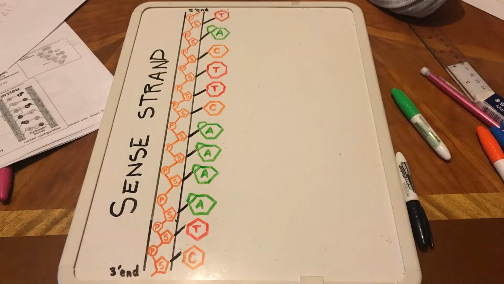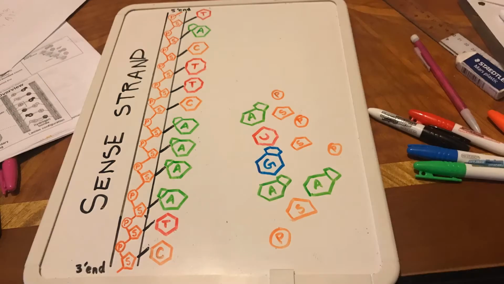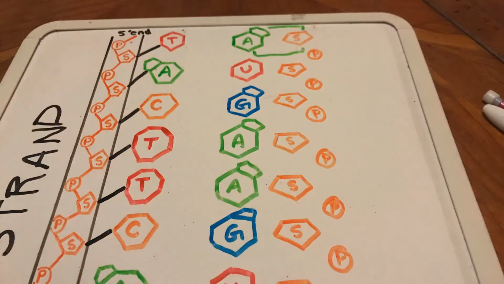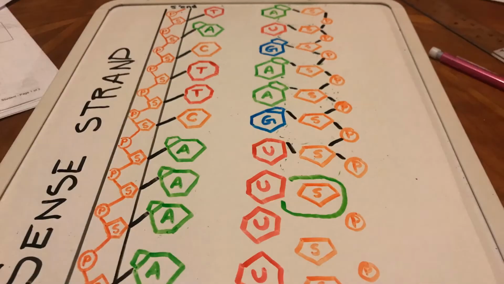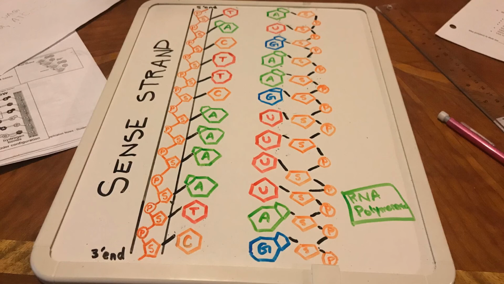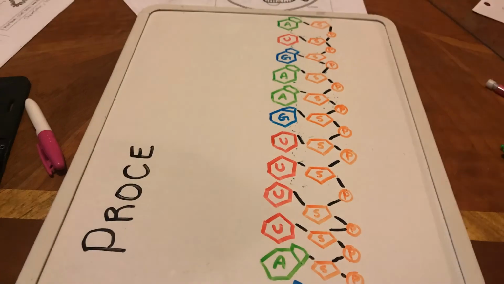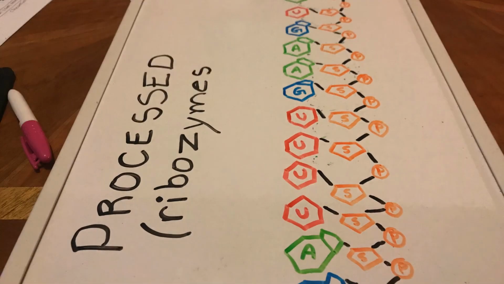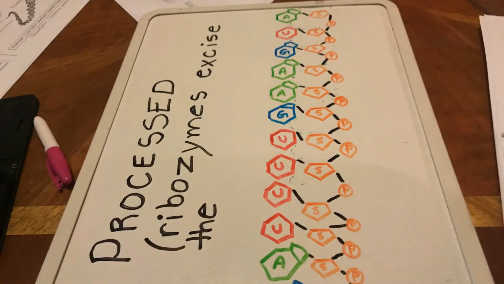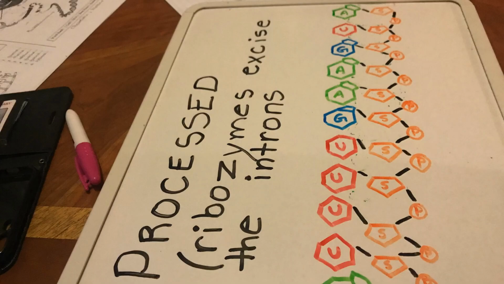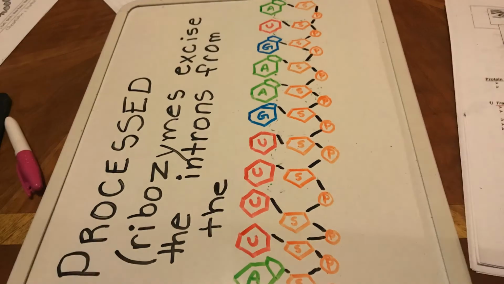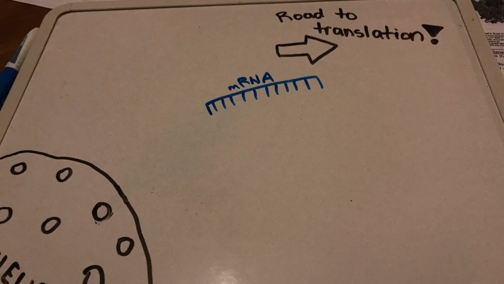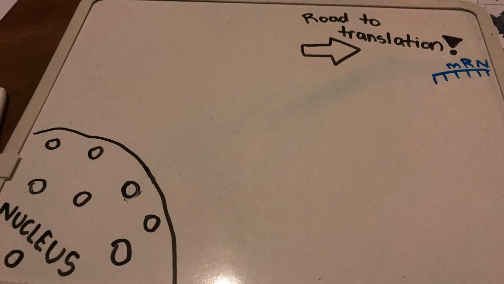Free RNA nucleotides from within the nucleoplasm move into the DNA strand in a complementary fashion. RNA polymerase creates the covalent bonds between the nucleotides. Before the mRNA leaves the nucleus, it's processed by enzymes called ribozymes, which excise the junk DNA from the needed DNA. Then the mature mRNA leaves the nucleus through the nuclear pores in the nuclear membrane.